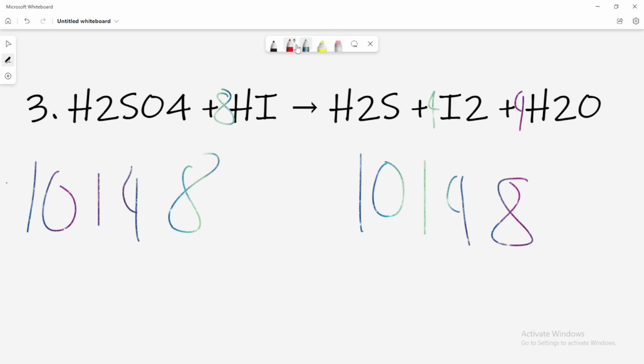The answer is from the left side we got 8, the right side we got 4, and we got 4. And that's the whole equation.